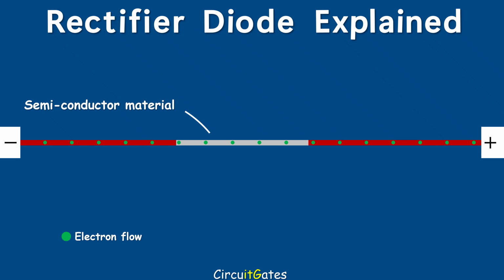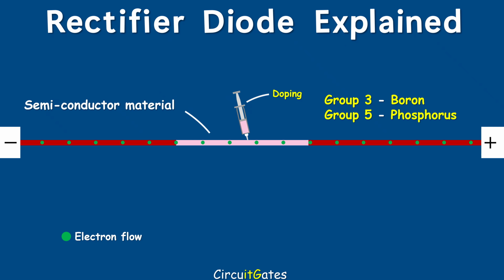Semiconductors can also be made to conduct well at room temperature by the process of doping, which is the adding of a controlled amount of impurities to a semiconductor material. They are usually doped with atoms of group 3 and group 5.